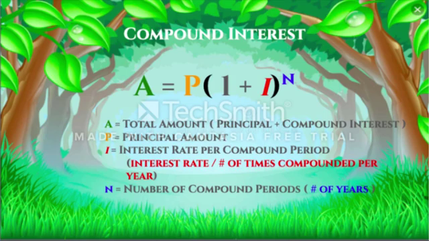A represents the future total amount of compound interest. P represents the principal amount invested or borrowed. I represents the interest rate per compound period, or the interest rate divided by the number of times compounded per year. And N represents number of compound periods in years.